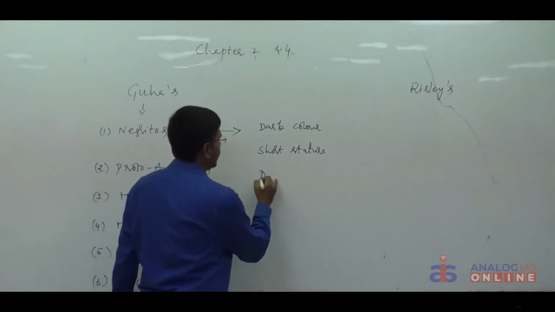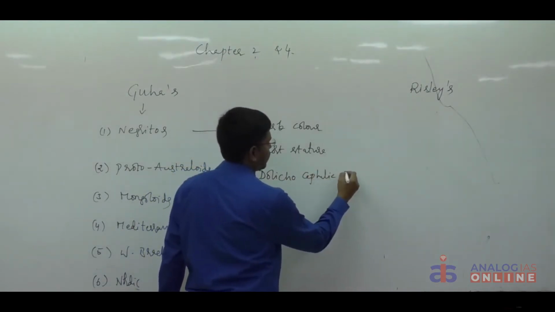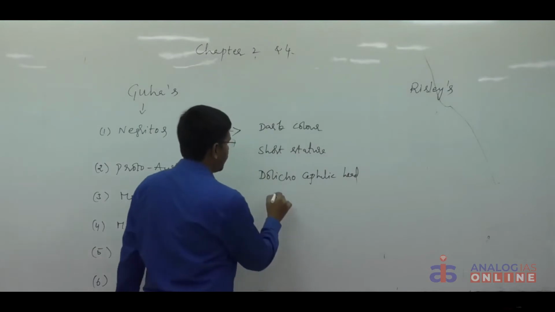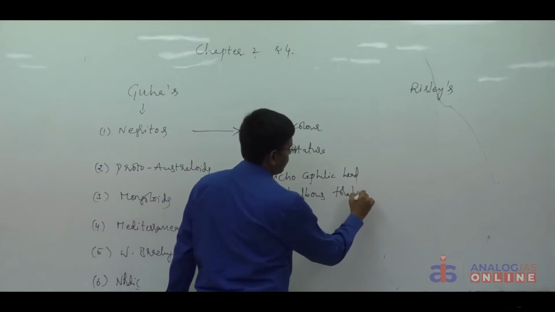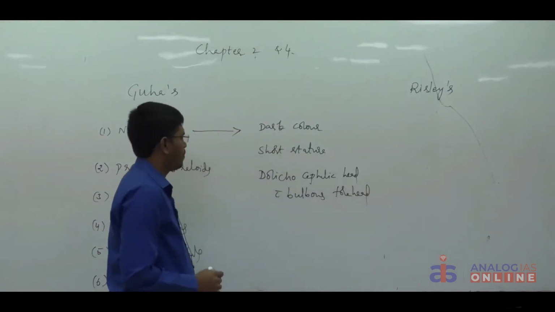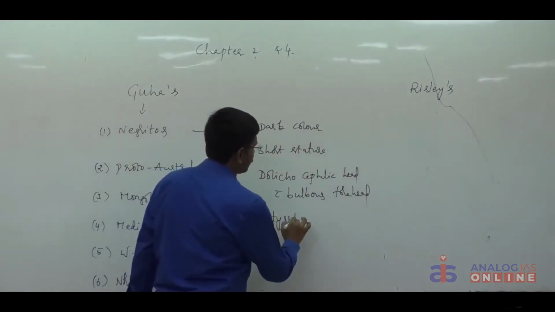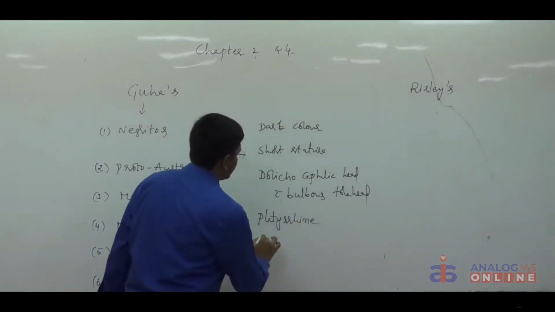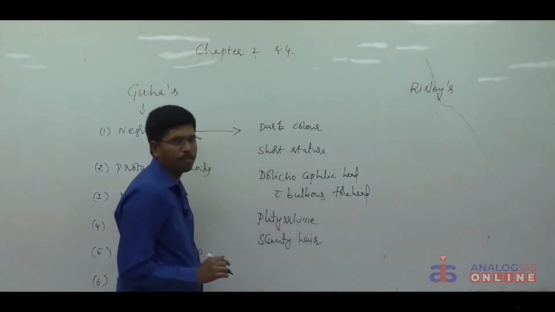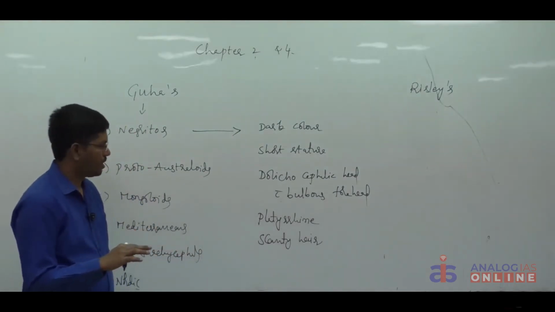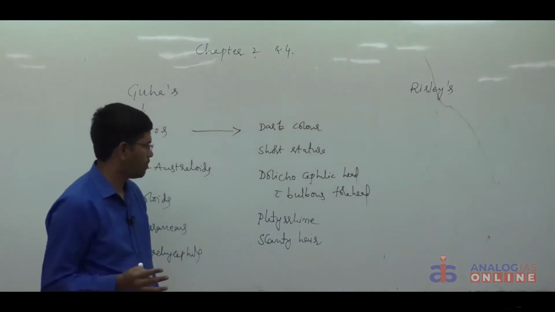Then dolichocephalic head, with bulbous forehead, then platyrrhine nose, which means flat and broad nose, scanty hair over the body. Negrito elements can be seen in tropical environment. In the tropical environment, these features facilitate the flow of heat from the body into the environment.